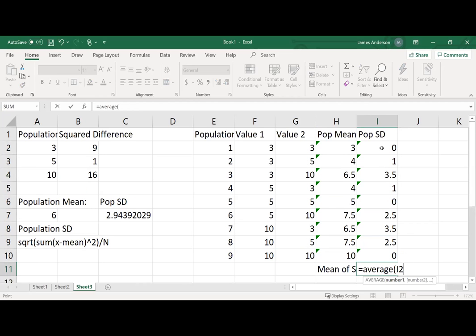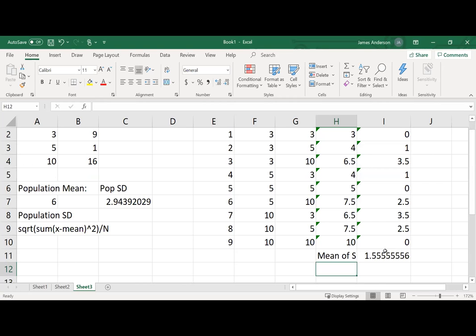Like I said, average function. In this case, mine's 1.5 repeating. Do the sample. Generally speaking, sample standard deviations are biased estimators. Just be aware of that. And yeah, that's one I don't much care for.